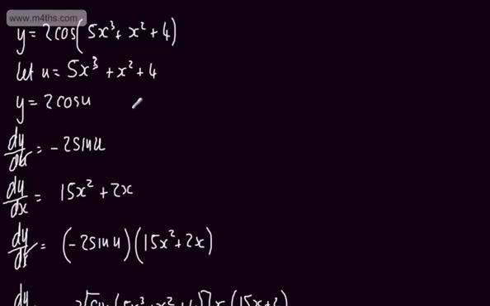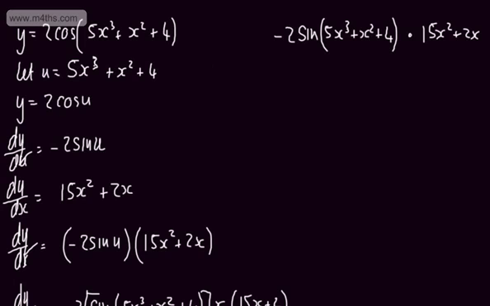I personally would like to differentiate the outside function. So if we did that, we'd have minus 2 sine now of the inside function, which is 5x cubed plus x squared plus 4, and multiply through by the derivative of the inside function. So the derivative now of the inside function, if we got 5x cubed plus x squared plus 4, is 15x squared plus 2x. And then we could tidy up in the same way. Differentiate the outside function, rewrite the inside function, and multiply through by the derivative of the inside function.